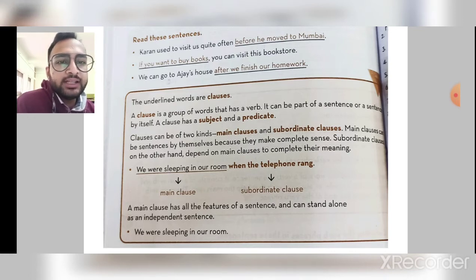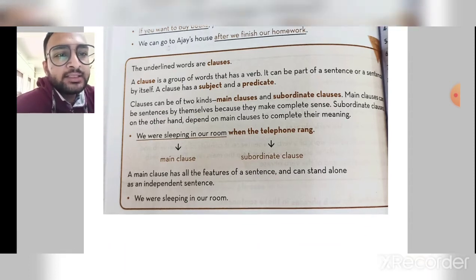So you can see when we say we were sleeping in our room, full stop, it does not need any type of explanation or anything, it can stand alone as an independent sentence. We were sleeping in our room, that's it. You can see in the last sentence, it is a full, independent sentence that doesn't need any help.